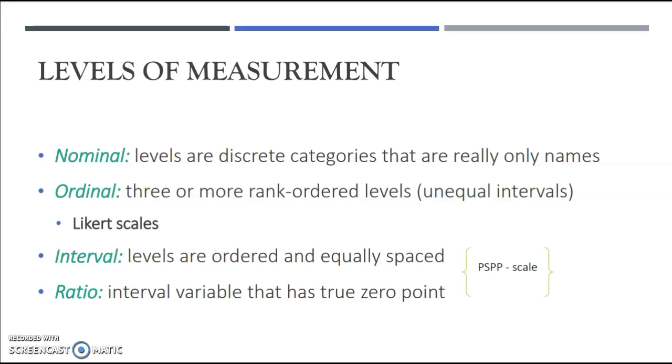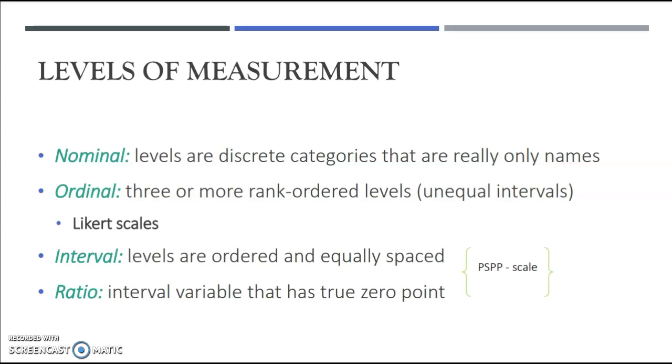Ordinal is when you have 3 or more rank ordered levels. So there's not an equal interval, but there is a difference between the answer choices. So think about Likert scales, where you have an answer of like yes, no, maybe, or agree, neither agree nor disagree, or disagree. It's hard to say the specific distance between agree and disagree, but we know that an agreement is different than a disagreement.